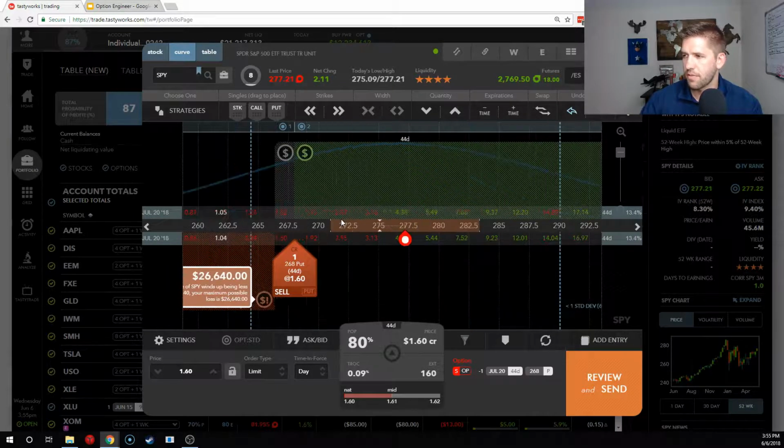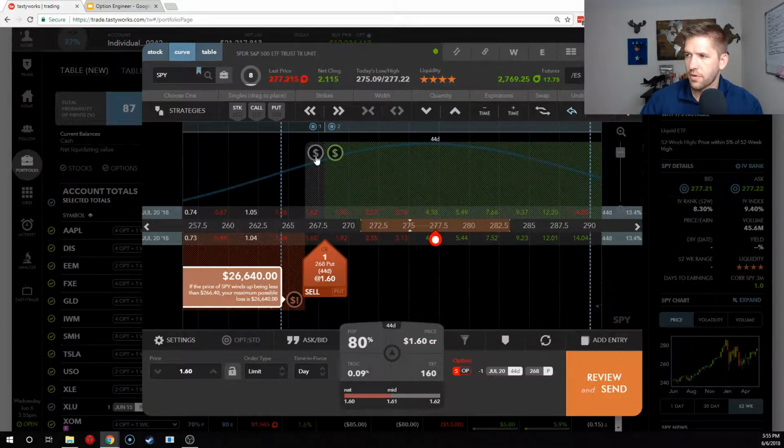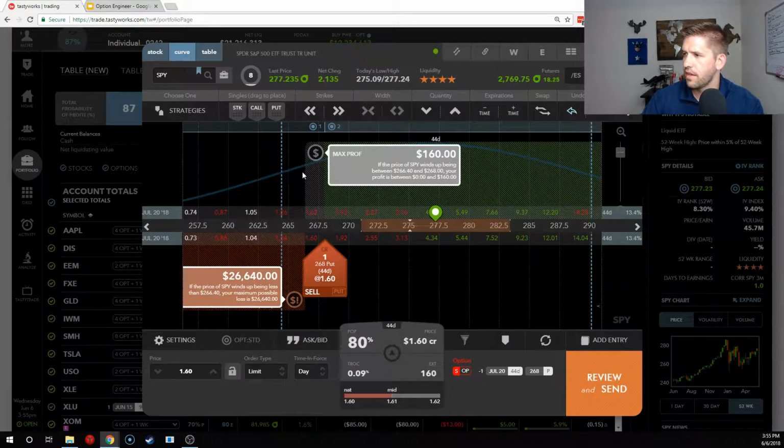So let's talk about this math real quick. Let's click on this little gray dollar sign. And what's great about Tastyworks is that it gives you these kind of helpful hints along the way as you're trying to understand things. It makes it very friendly for early traders. So here you go. If the price of SPY winds up being between 266.40 and 268, your profit is going to be somewhere between 0 and 160. So you're saying your break-even point is at this point here.